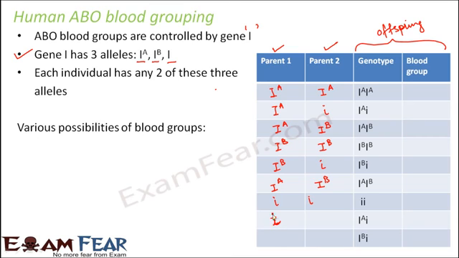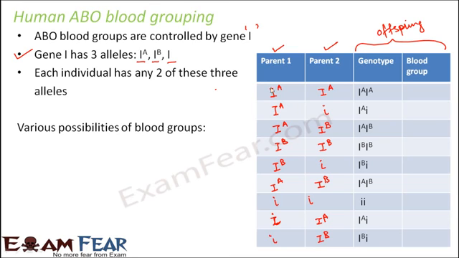So here again, if you see, maybe this has I and this has IA. Similarly, here maybe I and this is IB. So these are the various possible options that can happen with the parents. Depending upon the blood groups of the parents, the blood group of the offspring will be decided.